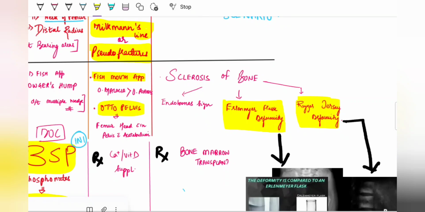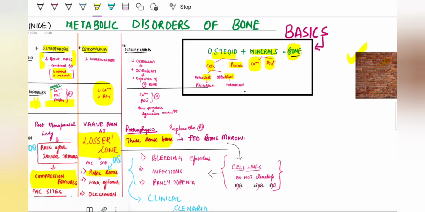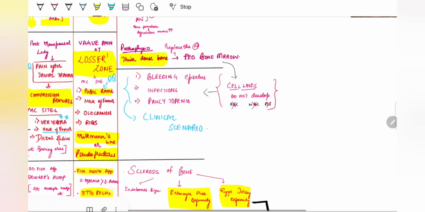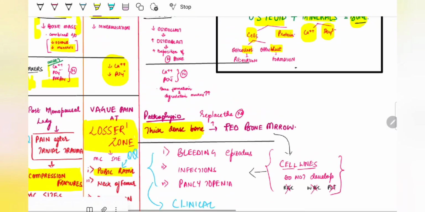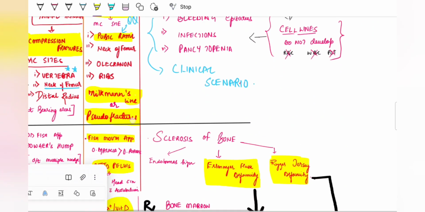Okay, they can also give you a match the following question that this pelvis is a feature of osteomalacia. Since we know that osteomalacia is a disease in which there is decreased mineralization, we have to supplement them in the form of calcium or vitamin D. So if they want you to take osteomalacia as the answer, the question will be very easy. They will mention Looser zone.